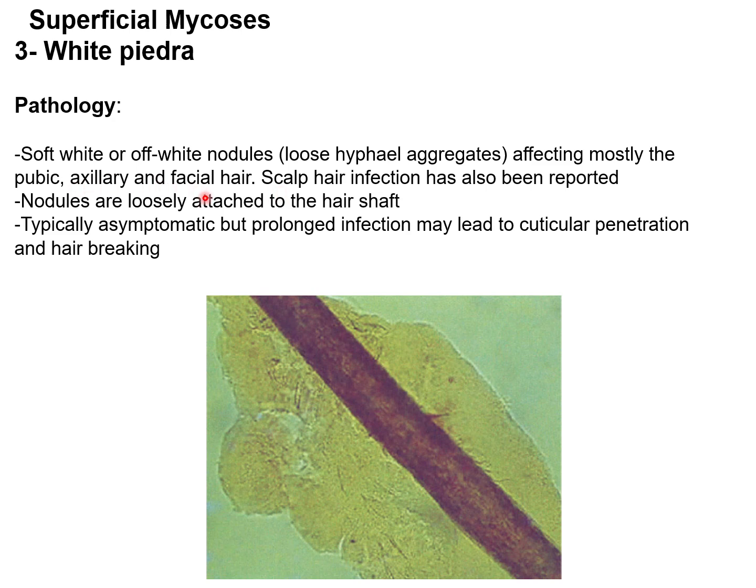These nodules don't cause much of an irritation to the person who has the infection, and because it's asymptomatic, people might ignore them. And if they do ignore them and these hyphal aggregates stay there on the hair shaft for a prolonged period of time, the cuticle of the hair might be penetrated, resulting in hair breakage.